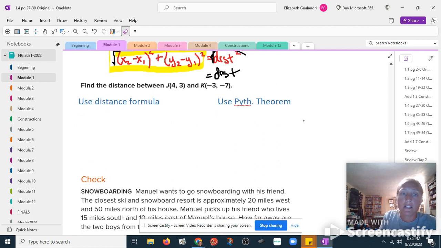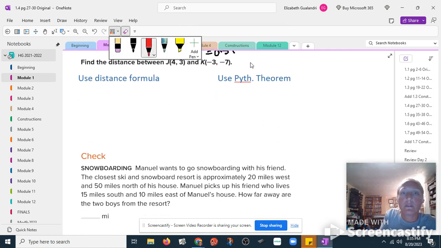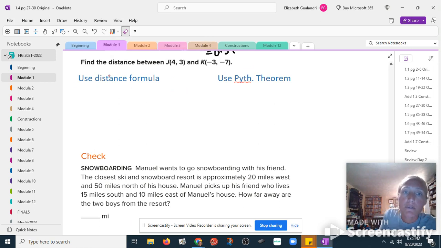So let's use that idea and find the distance between J and K that are given here. So finding the distance between J and K, use the distance formula here. If I use the distance formula, I'm going to set up a big square root, and it's going to be my x's subtracted from each other. Now, it doesn't matter the order, so 4 and negative 3. If you heard me say it earlier, when I subtract, if I can, I like to subtract my smaller from my bigger. So 4 is bigger, minus negative 3, that quantity squared, plus, now it's going to be my y's. So again, if I follow that same idea, 3 and negative 7, I'm going to do 3 minus negative 7, quantity squared.